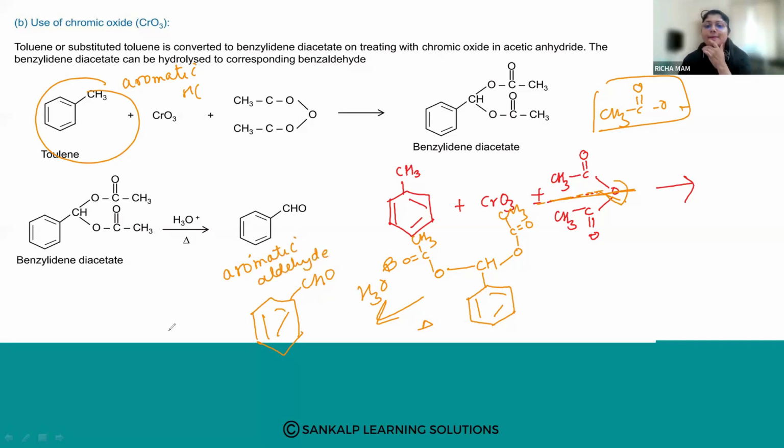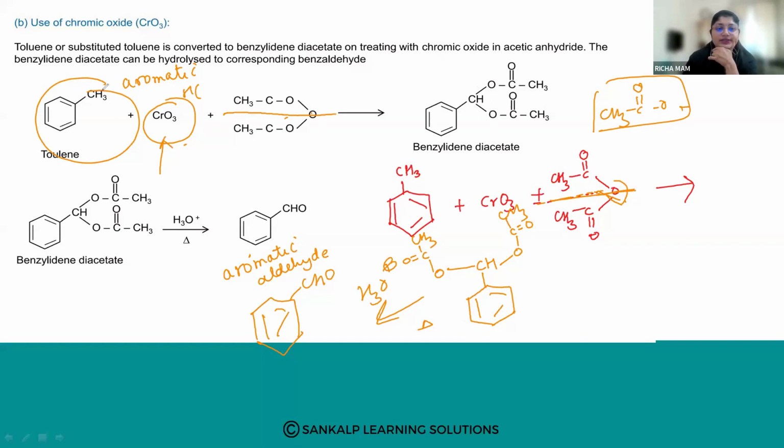Is it clear? So what we are doing, we are taking toluene, we are taking an oxidizing agent. Now what will happen? So this is your acetic anhydride. So your acetyl groups are shared.